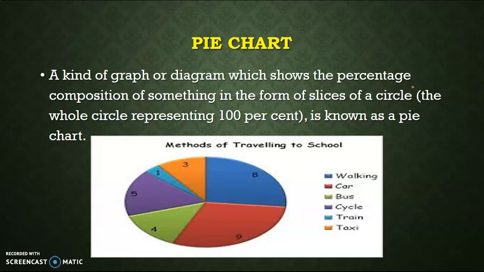Now this is the pie chart, a kind of chart or diagram which shows the percentage composition of something in the form of slices of a circle. The whole circle representing 100% is known as a pie chart. So the whole circle is 100%. We divide the circle into parts by representing our data. Such a type of graph is known as a pie chart.